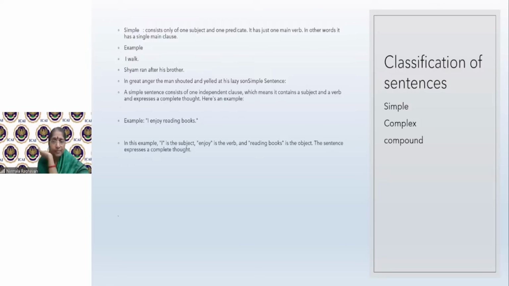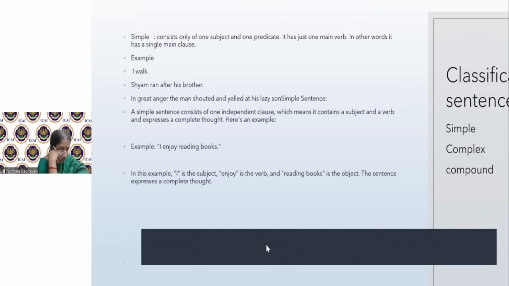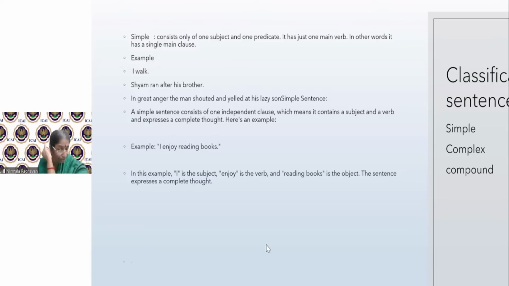I'm clear. Okay. There are 3 types of sentences, mainly simple, complex, and compound. We have here simple, complex, and compound. This is important for 2 reasons. One is you will have a variety of sentences while you read, while you write, or while you speak. Main clause is a group of words that gives you complete meaning.